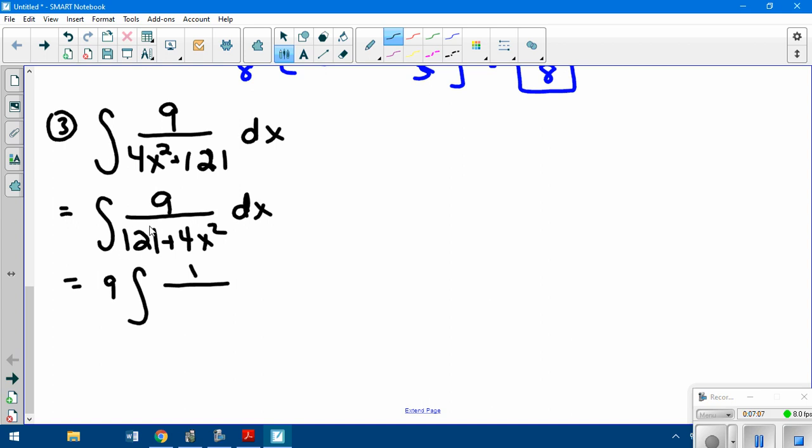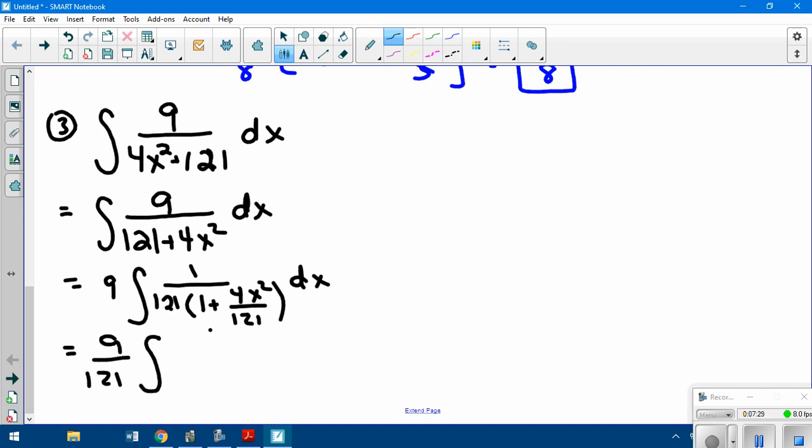We need this to be a 1 if I'm going to use one of those inverse formulas. So I factor out a 121 on the bottom. Now it's 1 plus 4x squared over 121 dx. I can pull this 121 out front as well to make this 9 over 121 times the integral of 1 over 1 plus 4x squared over 121 dx.